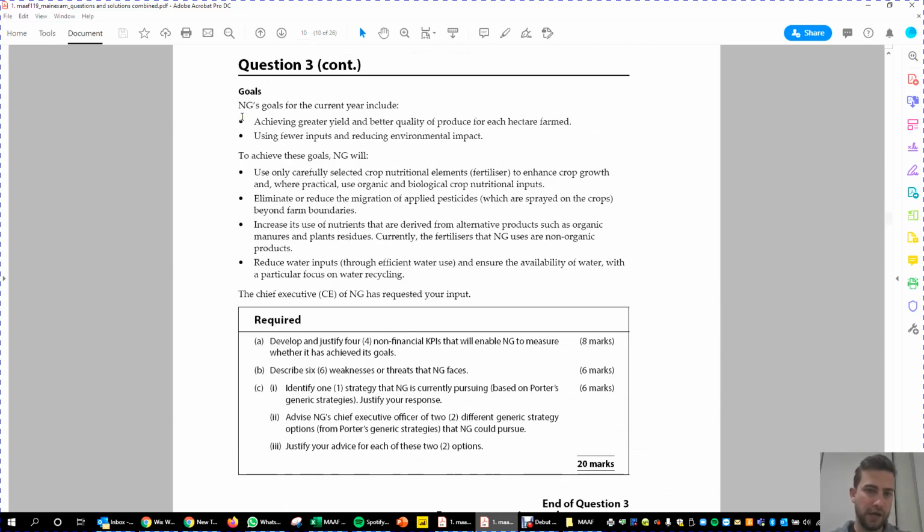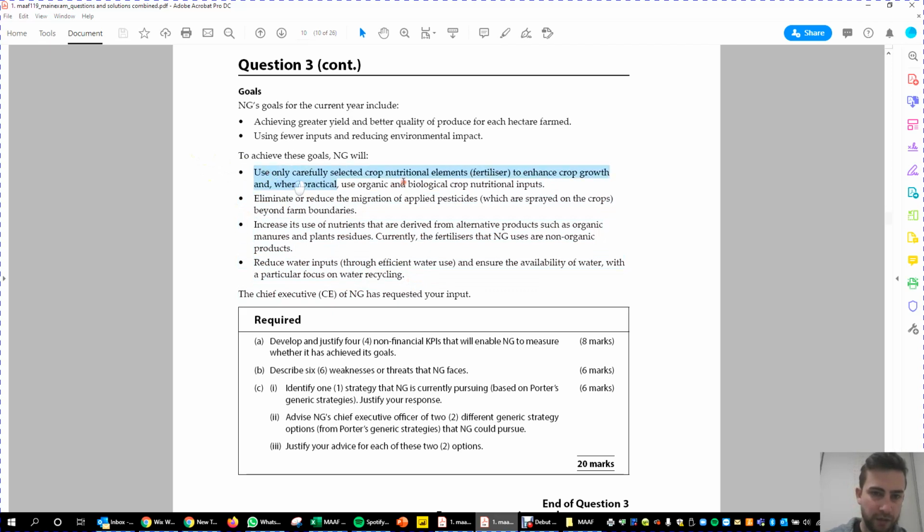Okay, so here are NG's goals, which we will be linking into our KPIs. Because a KPI at the end of the day is how you're actually going to achieve and measure that you're achieving your goal. So their goals are to achieve greater yield and better quality of produce using fewer inputs, and reducing environmental impact. So to achieve those goals, they're going to do these things. And this is basically what we're going to measure with KPIs, because you want to measure whether or not they're achieving their goal. So these are the things here that we would need to test for a KPI.